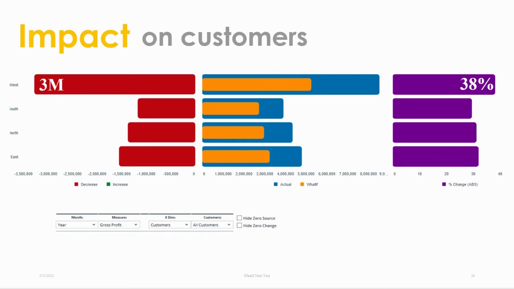For the customer dimension, the West has a 3 million drop in profit, which is about a 38% change. It's higher than the global average of 34%, so our scenario has the highest impact in the West in terms of dollars, but also the West is the most sensitive to the cost increase and sales decline.